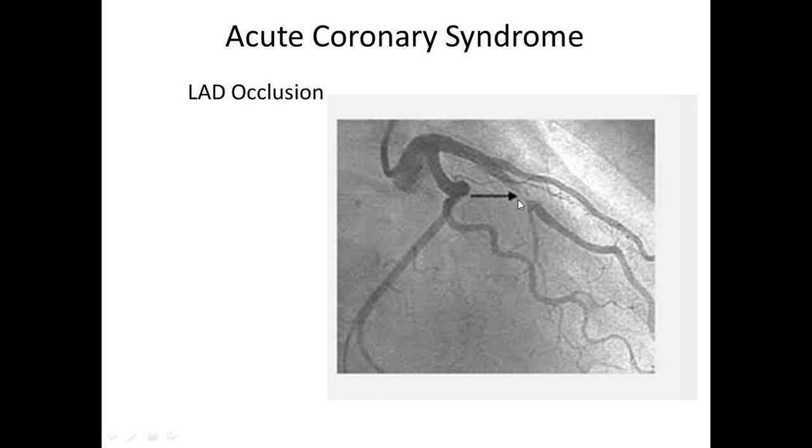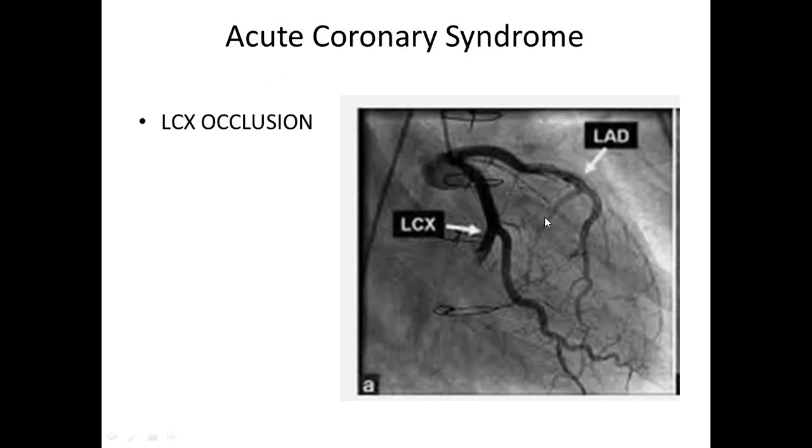If this blood vessel completely blocks off, then all the muscle supplied by this blood vessel will die. So if this patient comes in with either unstable angina, non-ST segment elevation myocardial infarction, or ST segment elevation myocardial infarction, or sudden death, if this patient comes in with acute coronary syndrome, you need to fix this as soon as possible.